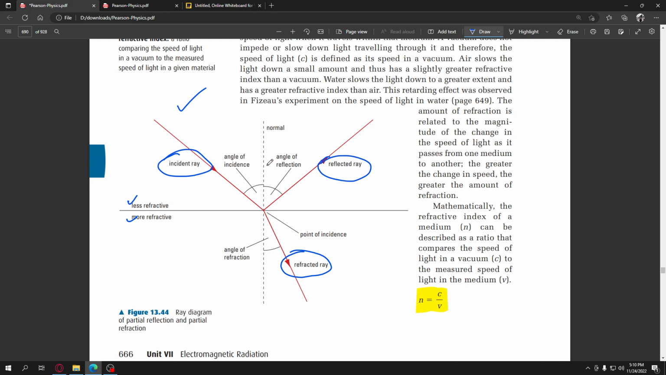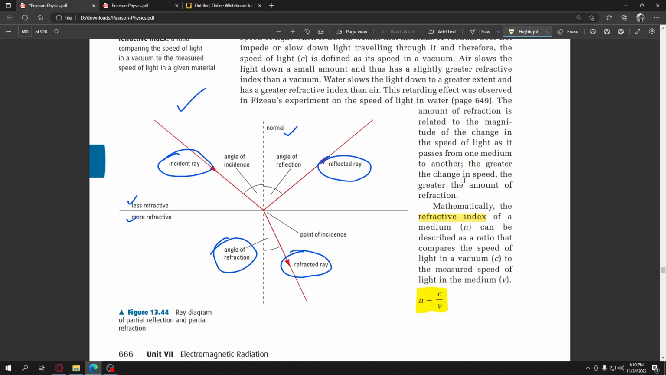The reflected part, we already know what to do. The angle of incidence is measured from the normal, as you can see here with the dotted line, and it should be equal to the angle of reflection. Our concern is here, the angle of refraction. The angle of refraction does not depend on the angle of incidence. Rather, it depends on something called the refractive index, which you can see is highlighted here.